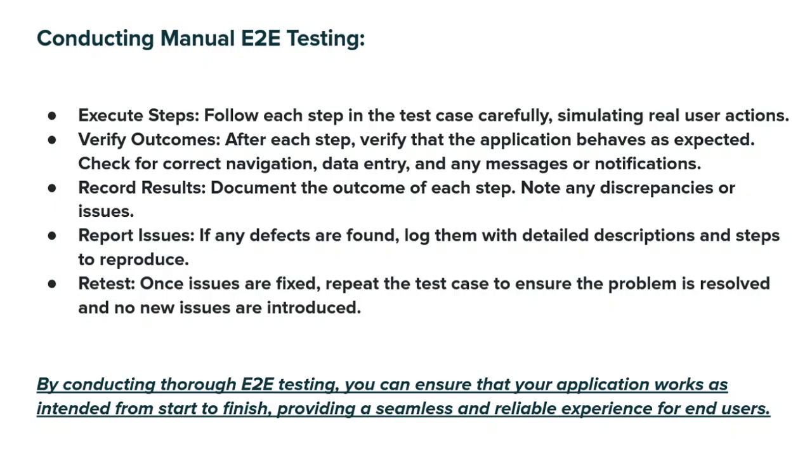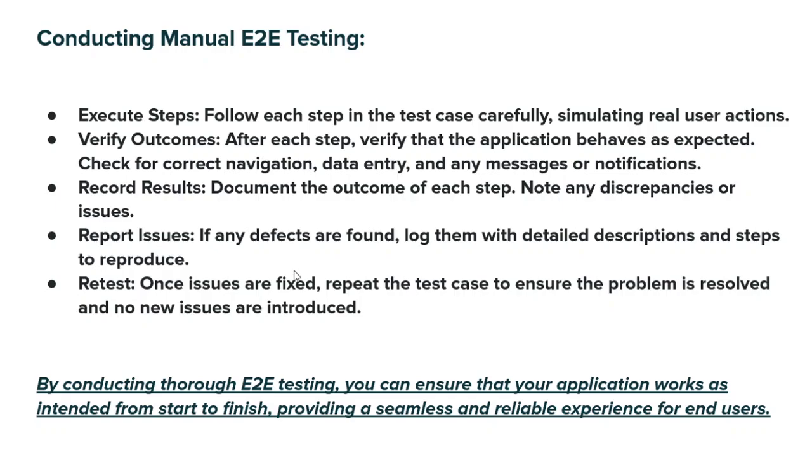We should check for correct navigation as well, data entry, and any messages or notifications; those are included in that end-to-end flow. We should always record the results. So we should document the outcome of each step. We should note any discrepancies or issues and report them to the developer. And we should retest those issues once they are fixed.